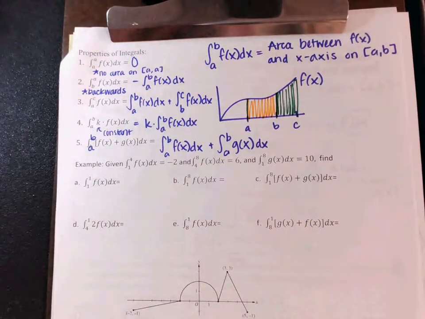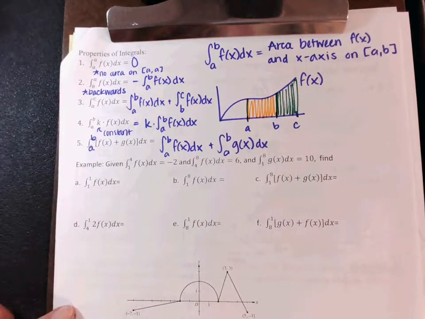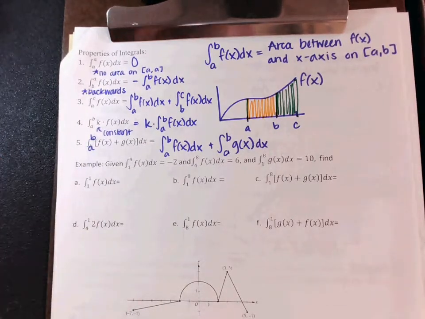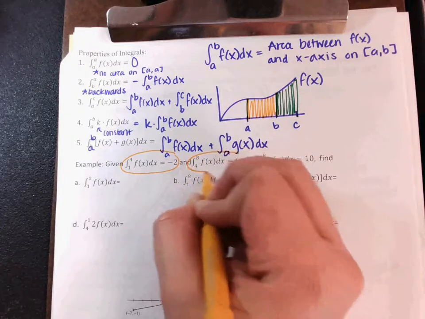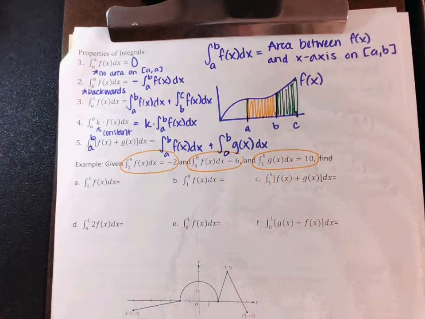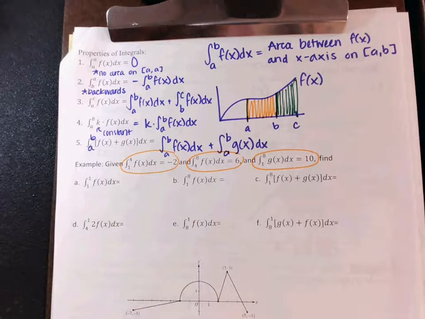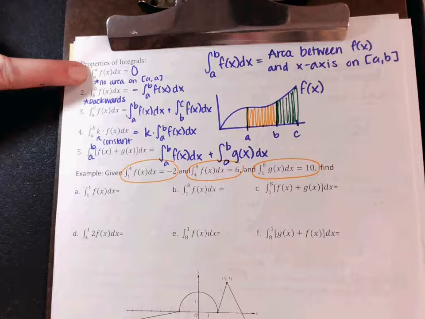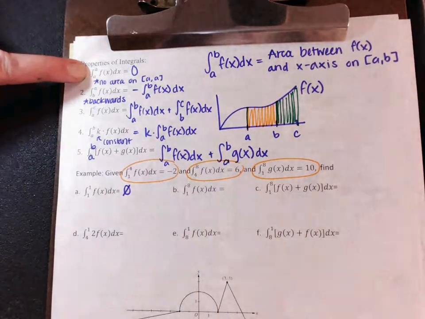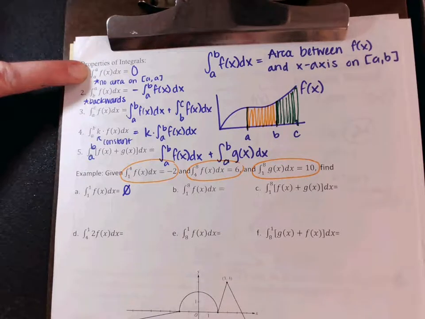So we're going to use all of those rules on the next two problem sets. The first one, you're just given stuff. This one says the integral from 1 to 4 of f of x is -2. The integral from 4 to 8 is 6. The integral from 1 to 8 of g of x is 10. Look at letter A. I want the integral from 1 to 1. What will it be? Which rule is that? 1, 2, 3, 4, 5. Rule number 1. If your endpoints are the same, then your integral is automatically 0. Make sense? Okay. Letter B, I want the integral from 1 to 8.